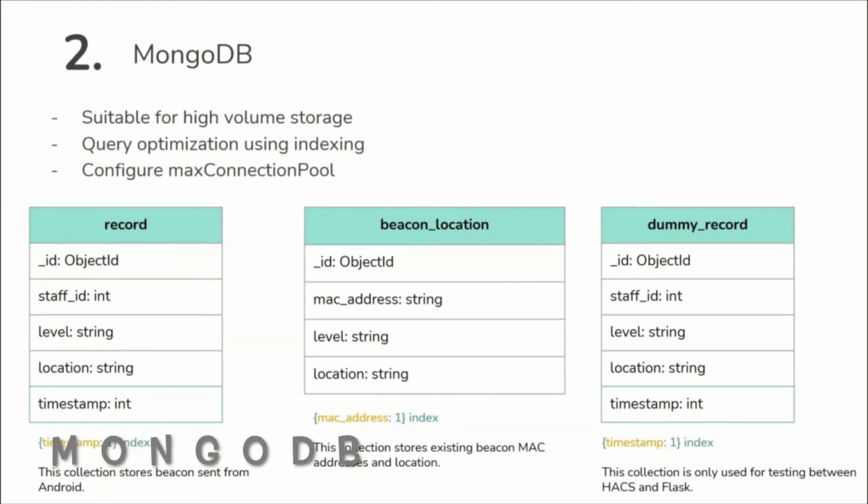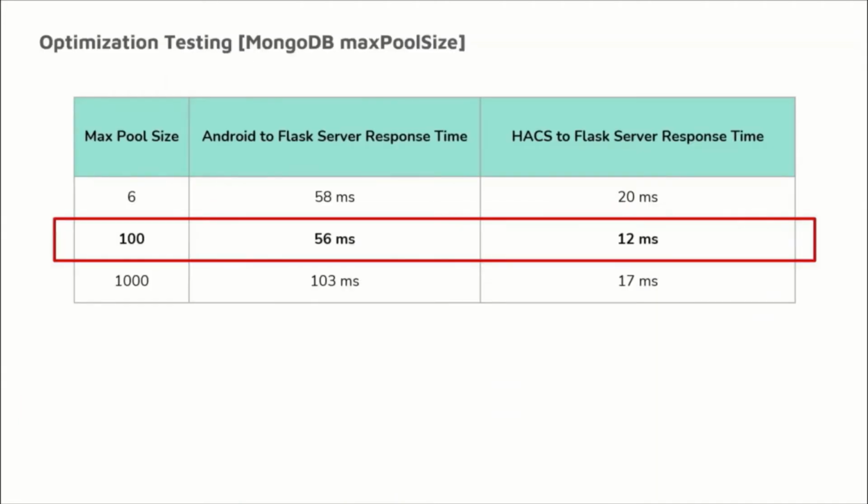Secondly, we switched over from MySQL to MongoDB because it is suitable for high volume data storage. It supports query optimization by indexing, which is used to locate records more efficiently. These are the indexes that we created to optimize our query. MongoDB also has a max connection pool size that determines the maximum number of connections in a connection pool, which refers to the number of queries that it is able to run in parallel. We experimented with different sizes before deciding that the value of 100 was optimal for our application.